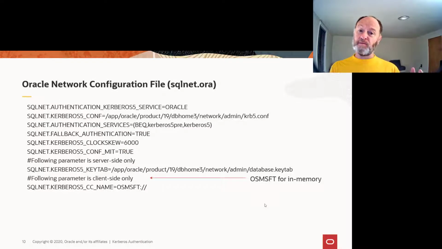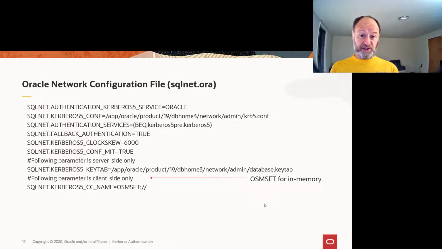Once I've got my krb5.conf set up, I move to the sqlnet.ora. Here again, this is on both the client and the server. I'll set up what the name of my Kerberos service is going to be. I always use oracle, but that's an arbitrary name. You can really use anything. I tell it where my krb5.conf is going to be, what my authentication methods are going to be.